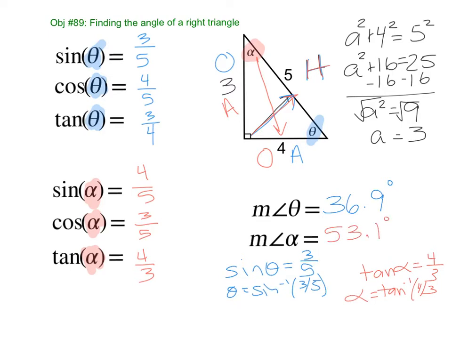Now, humor me for a second. What do you get when you add those two numbers up? You get 90, right? Because think about it. If I knew the 36.9, I also could have just added 36.9 plus 90, subtracted that from 180, and that would give me my other angle, because the angles in a triangle add up to 180.